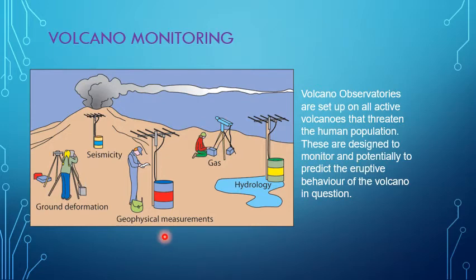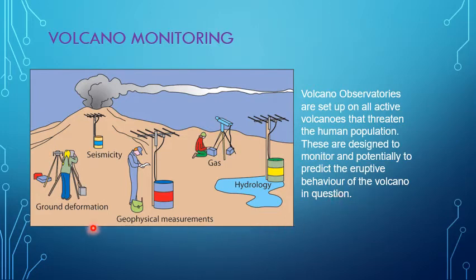Volcano monitoring. The tendency is that scientists set up laboratories or volcano observatories on the sites or nearby the volcano, especially for active ones, to look for signs that the volcano is activating and may have an eruption soon. So what are they looking for? Normally, they're looking for signs of an impending eruption.